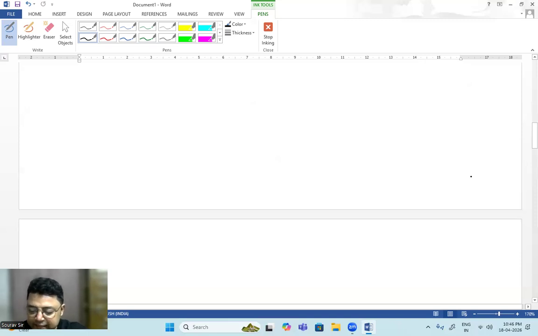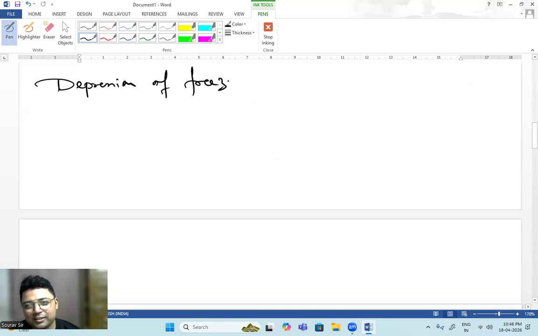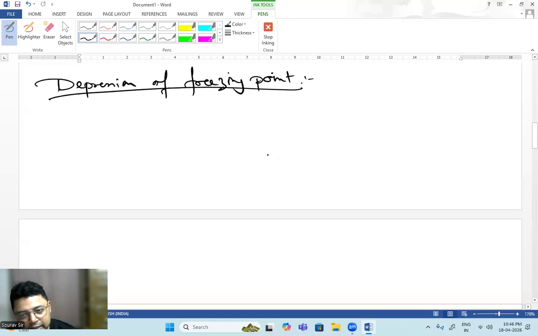Now, the next thing we have to learn is depression in freezing point. Elevation of boiling point we have done. Next is depression of freezing point. We are very familiar with the term depression. It is similar, not the same, but similar to what we discussed in the elevation of boiling point.